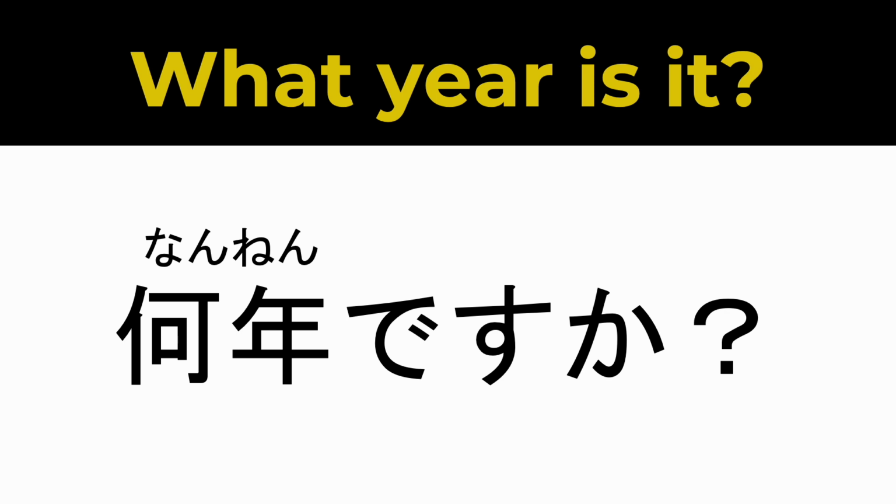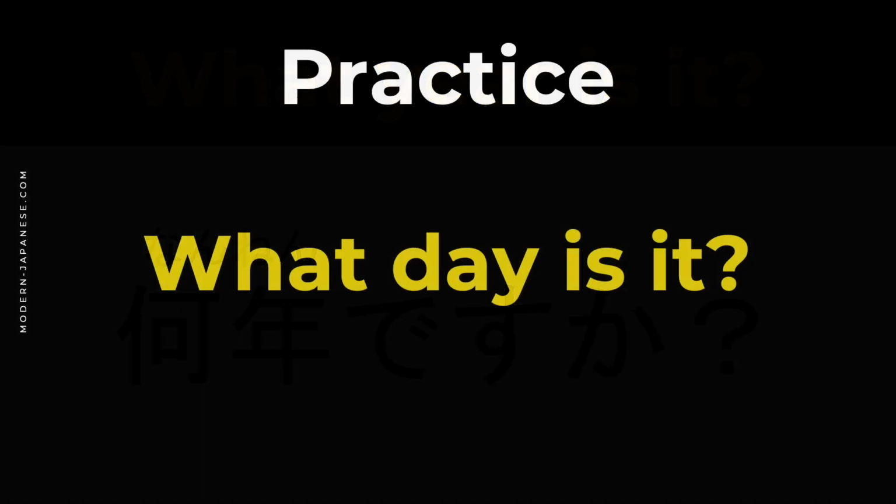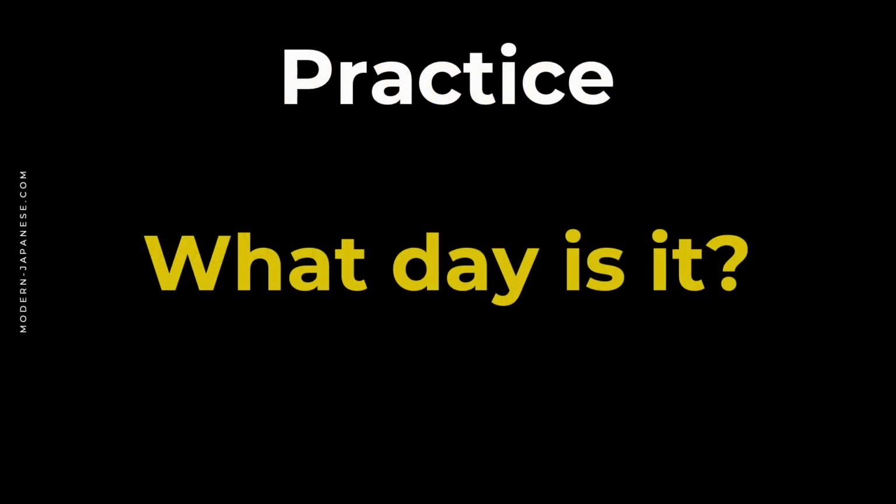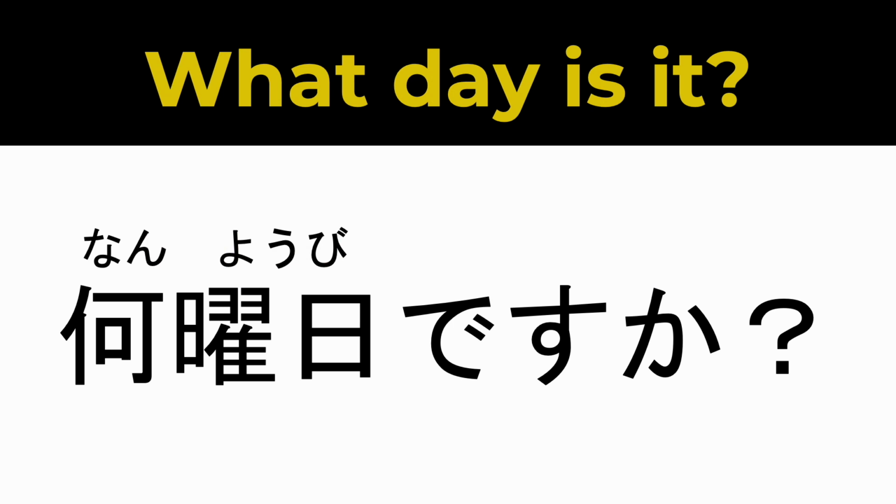Were you able to say nannen desu ka? 何年ですか？How about, do you remember how to say days of the week in Japanese? Now let's try to say what day is it. 何曜日ですか？Great job. If you've got this right, it means you've studied lesson 2 thoroughly.